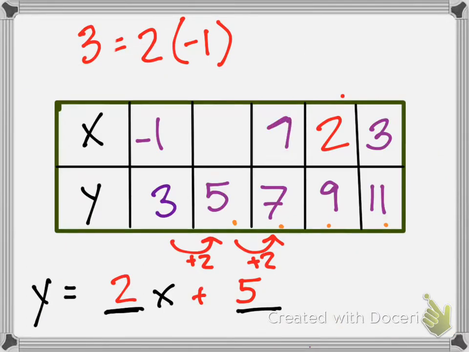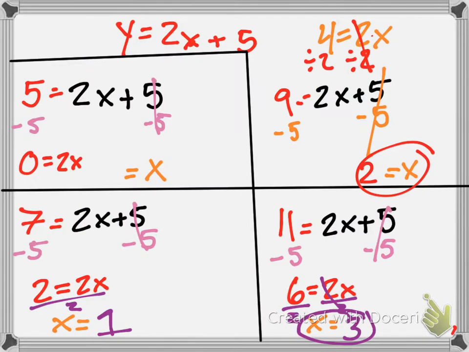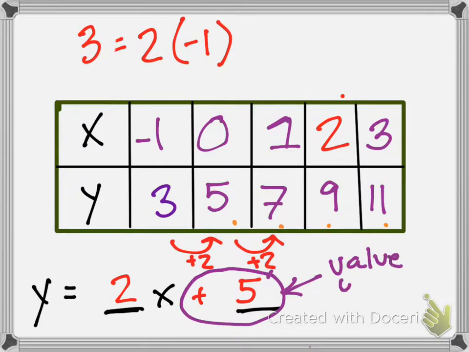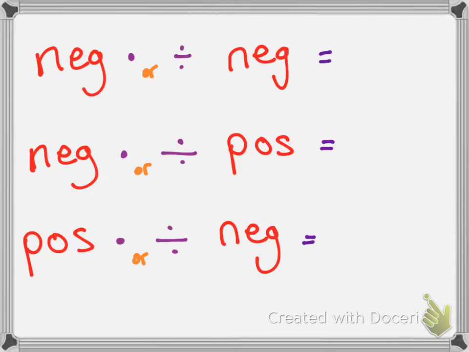What about when it's 5? When y is 5, what is our x? 0. Our x is 0. And that makes sense because this value right here is the value when x equals 0.